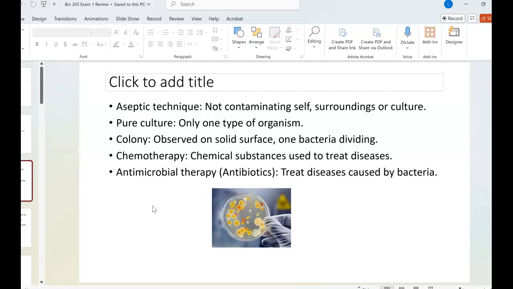I mentioned that if you work in healthcare, you're already doing aseptic technique when you're working with a patient. So you don't want your patient to contaminate you. You don't want to give your patient something else, and you don't want to contaminate the surroundings. The reason we used aseptic technique was that we wanted to obtain and maintain a pure culture. A pure culture is going to be free from contamination and only contain one type of organism.